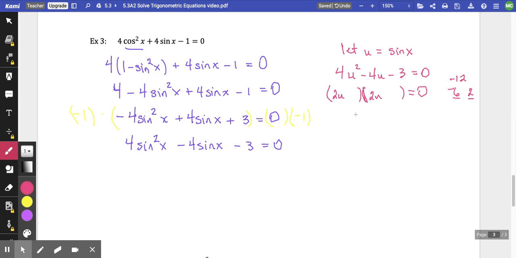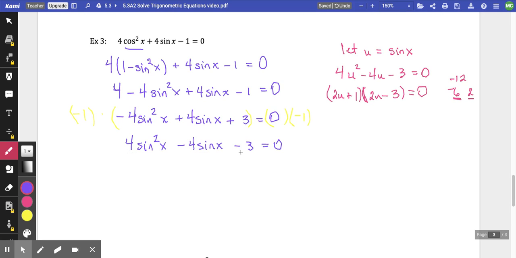Then my outside product, 2 times something, I'm going to make the -6 for this one. So I would put a -3 there. And the other 2 times whatever I put in this other blank has to be a +2, so that would be a +1. And so this is now factored, and I could then set each of those factors equal to 0 and solve. But I want to go back and do this with the trigonometry in it instead.